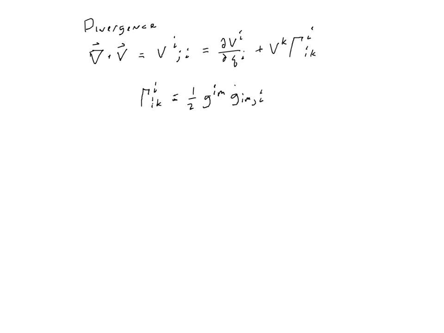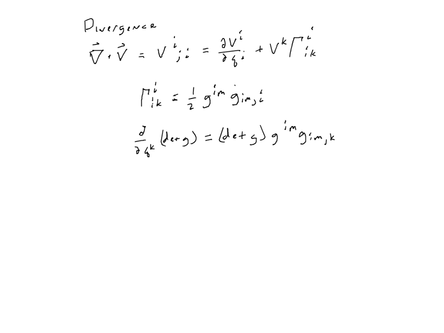Because you're repeating indices, you'll notice that if you take the partial of the determinant of the metric, this is equal to the determinant of the metric times GIM times GIM comma K. So therefore, this is looking a lot like taking a determinant of the metric.